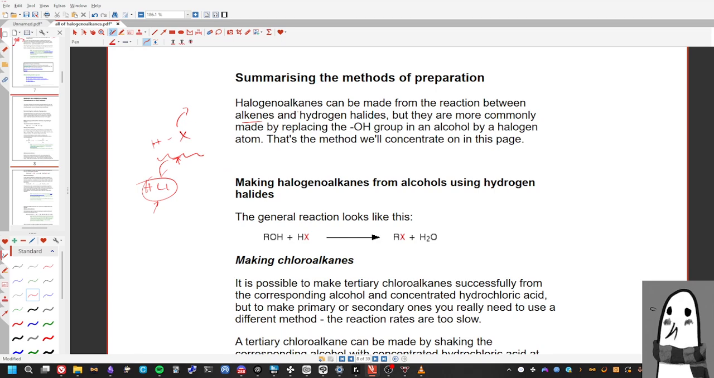They can be made using this reaction over here, but they are more commonly made by replacing the negative OH group in an alcohol. So your alcohol is an alkane with an OH group at the end, right? So breaking that OH group off and replacing it with a halogen atom. That's the method we'll concentrate on this page. So you have your OH group in your alcohol, and you're going to break that, remove it, and replace it with your halide, so your X.